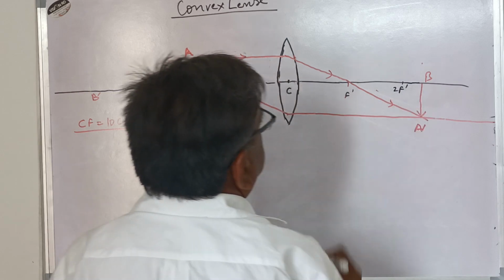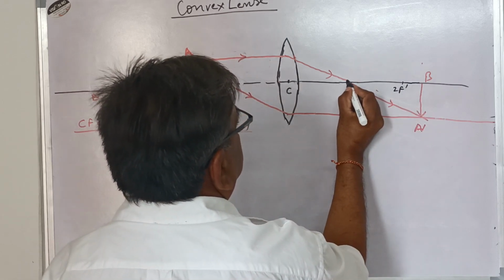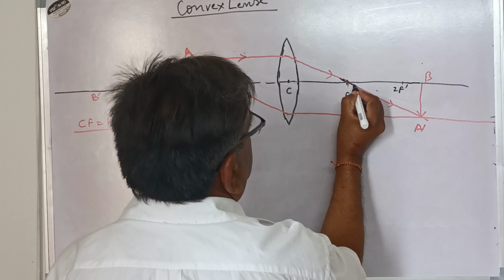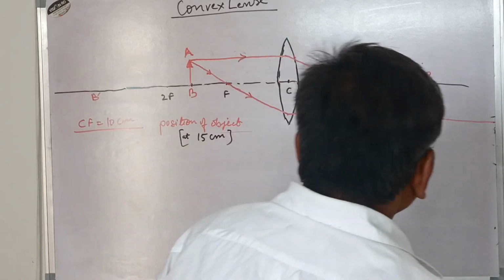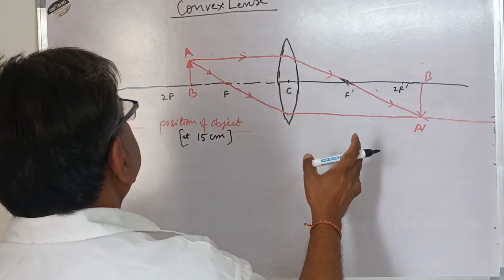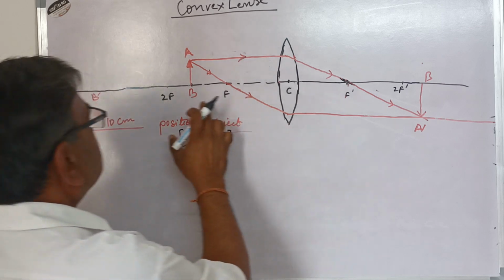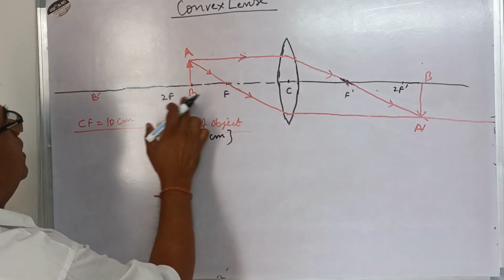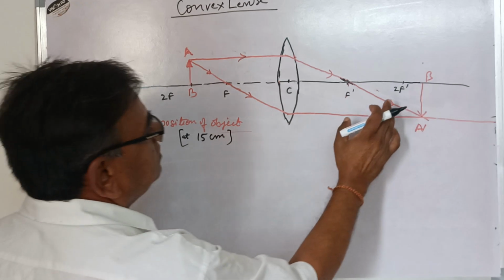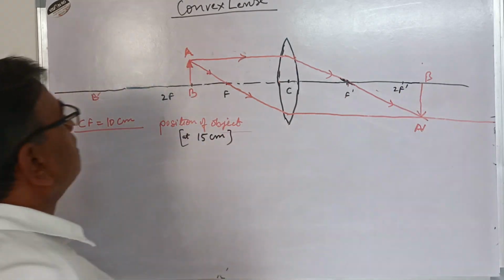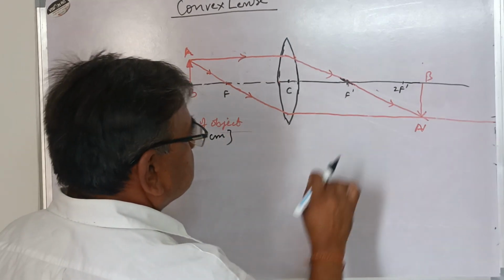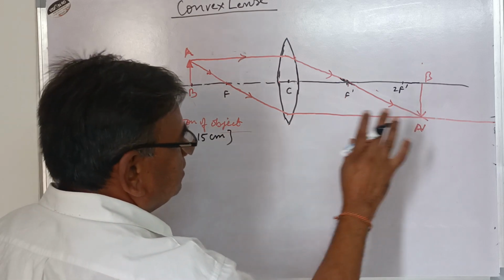F dash. This is F dash. So you see, when the object is between F and 2F, the image is beyond 2F. And the size will be large, inverted and real.